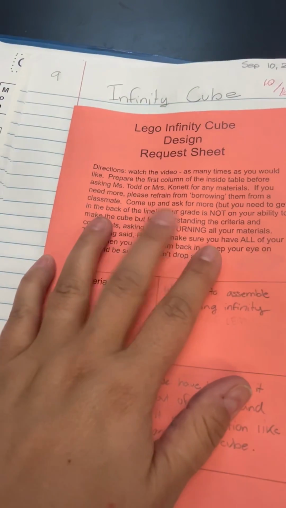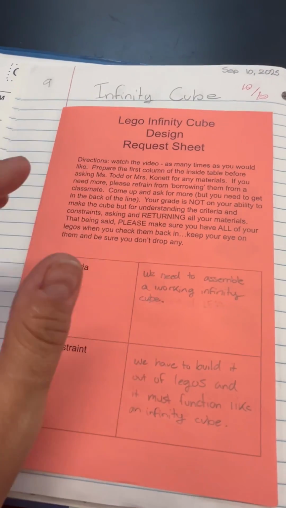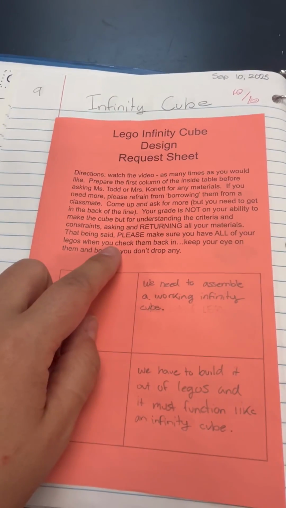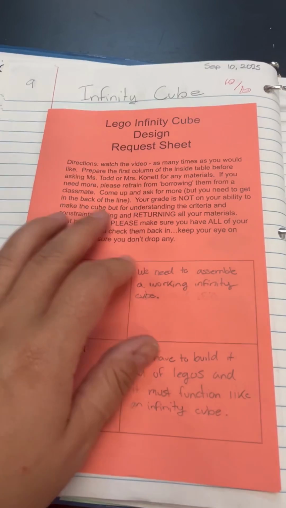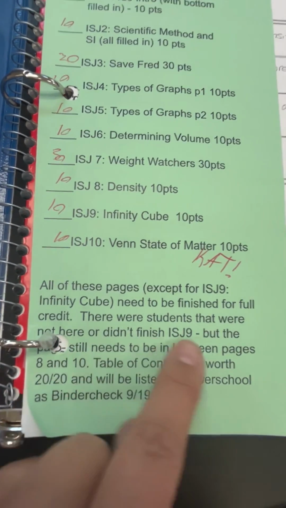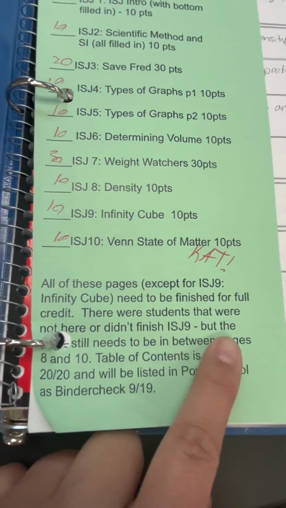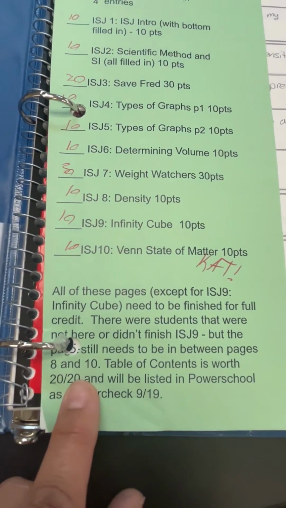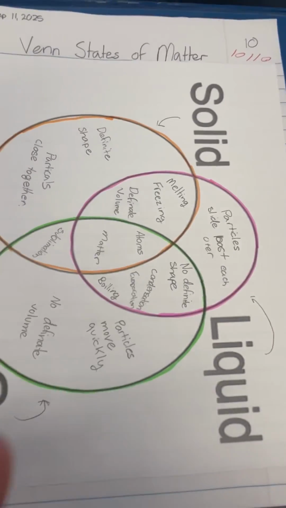If they didn't get a chance to do this, they were excused from it because we asked some people to work on their binders and their bell ringers instead of this. So it actually says in the table of contents or the checklist that you just needed to keep it as a placeholder. If you did not finish, if you're not here for it, did not finish ISJ 9, it still needs to be between pages 8 and 10 as a placeholder. And then the last page we did was this Venn diagram sheet.